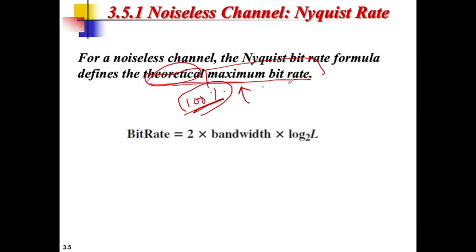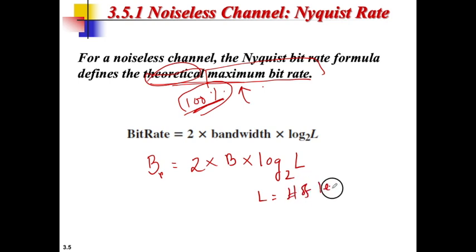And what's the formula? The formula is very straightforward. The maximum bit rate, denoted by B, or let's say BR, which means bits per second, is 2 times the bandwidth times log base 2 of L. Here L means the number of levels in the signal.